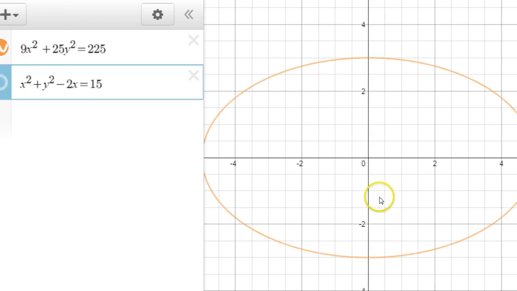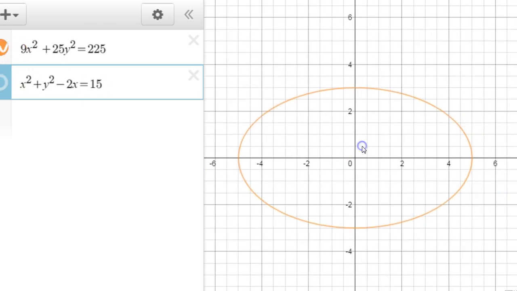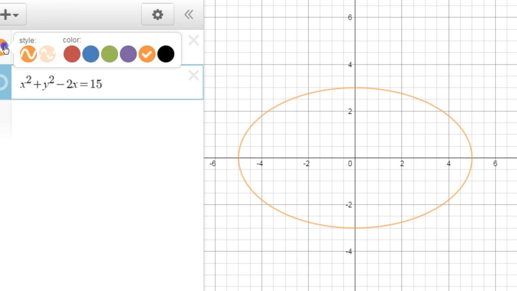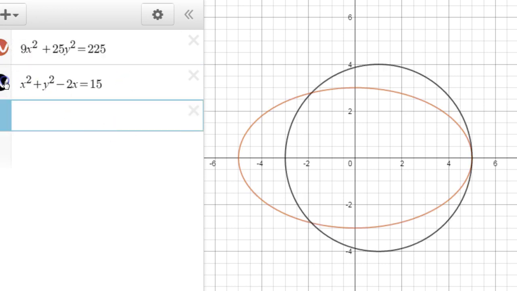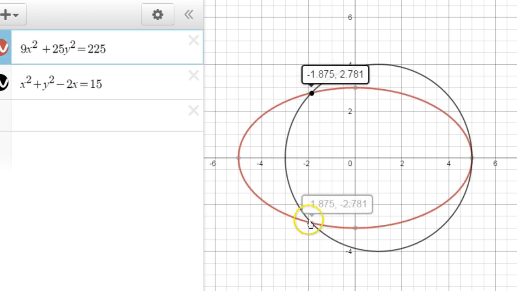Okay, so I'm going to graph the first one, which is an ellipse. Let's make that a little bit darker. Let's make it red. There we go. And then I'm going to graph the second one. Now the second one is a circle, a little bit off center. As you can see, it intersects once, twice, 3 times. One of these answers is pretty nice and neat. So we actually get 5.